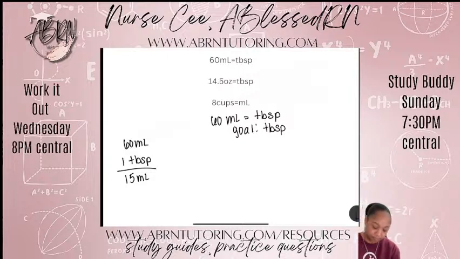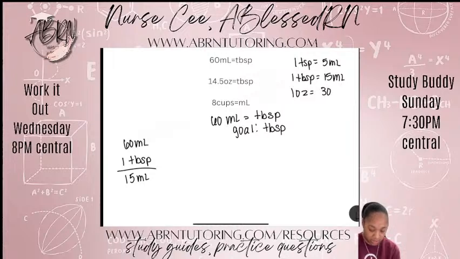Okay, so listen. I talked about this in a recent video I posted today. The teaspoon, the tablespoon, and the ounce. Group those together. When you group those together, you'll see that 1 teaspoon equals 5 ml. 1 tablespoon is 15 ml. 1 ounce is 30 ml. 5, 15, 30.